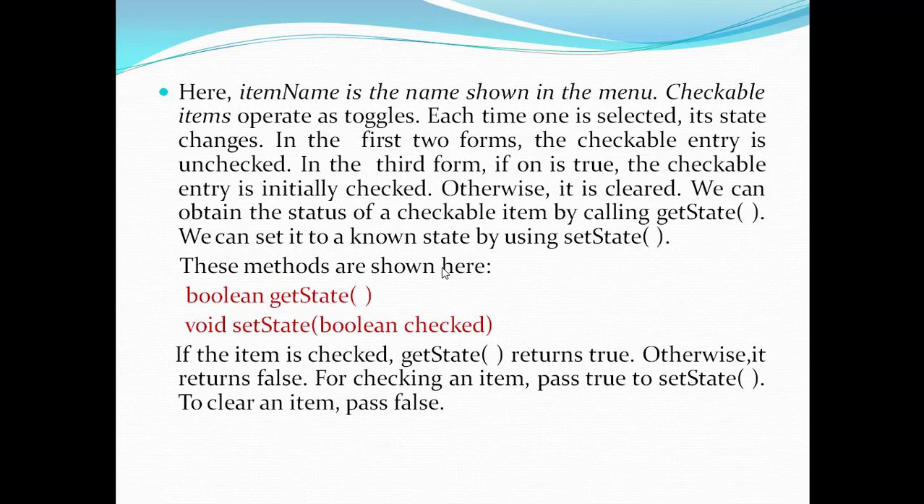These two methods are shown here: boolean getState() and void setState(boolean checked). If the item is checked, the getState method returns true. Otherwise, it returns false. For checking an item, pass true to the setState method. To clear an item, pass false.